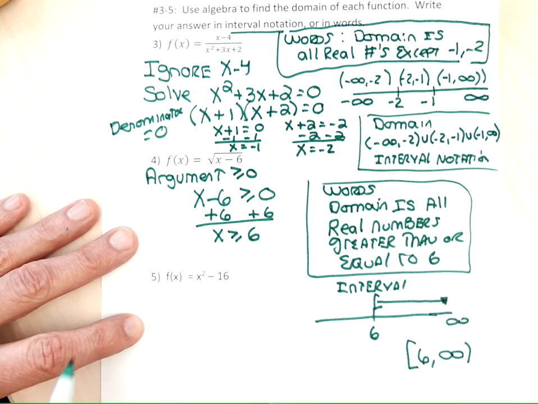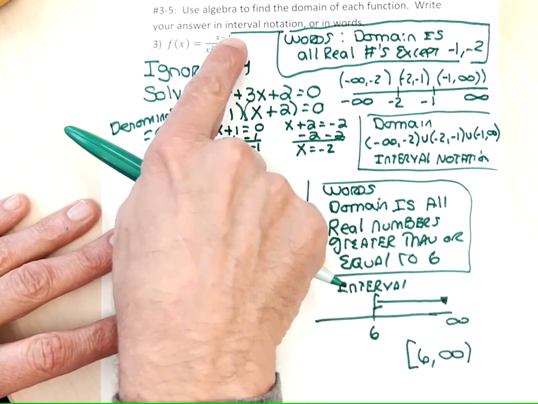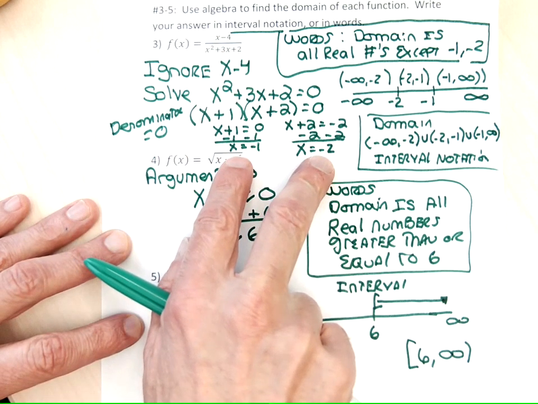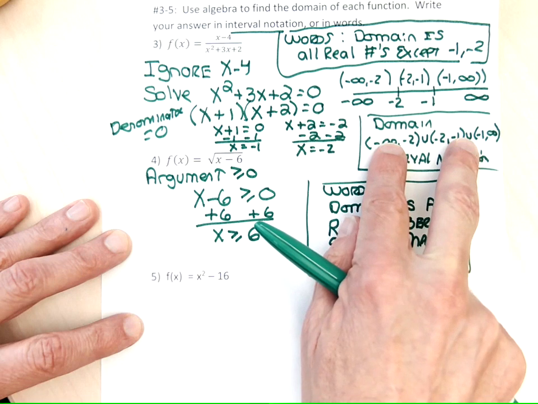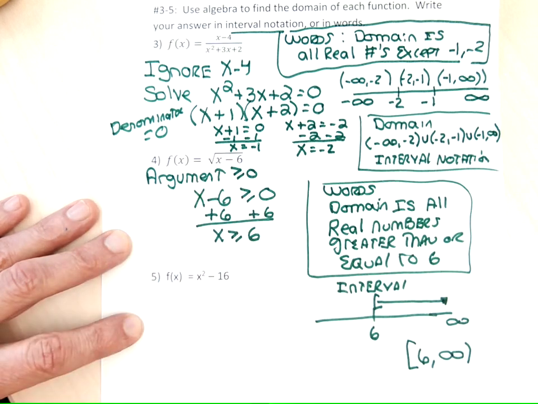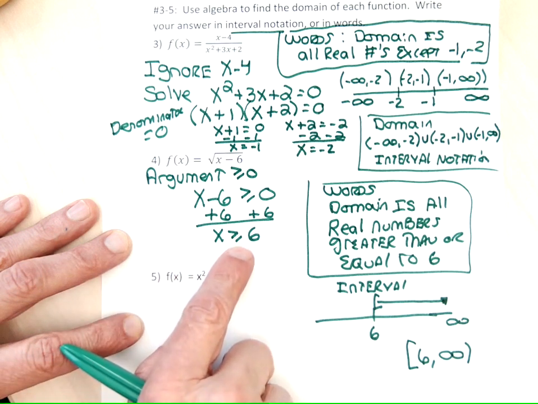So fractions, you ignore the numerator, set the denominator equal to 0. The algebra gives you the numbers that belong in the domain, but they need some tweaking, especially if you're doing interval notation. Square roots, you set what's under the square root greater than or equal to 0. The algebra actually produces something that's an acceptable domain. It's not technically in words or interval notation, but doesn't really need the same sort of modification.